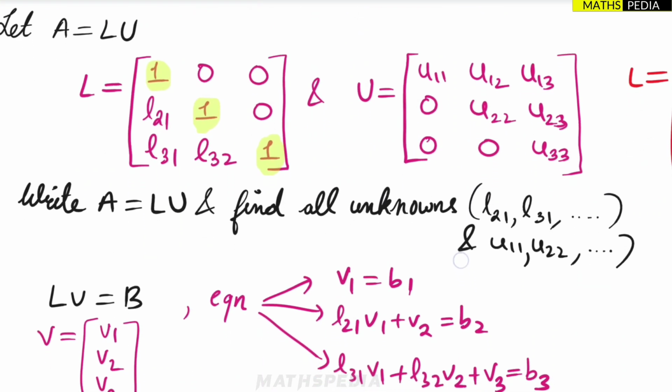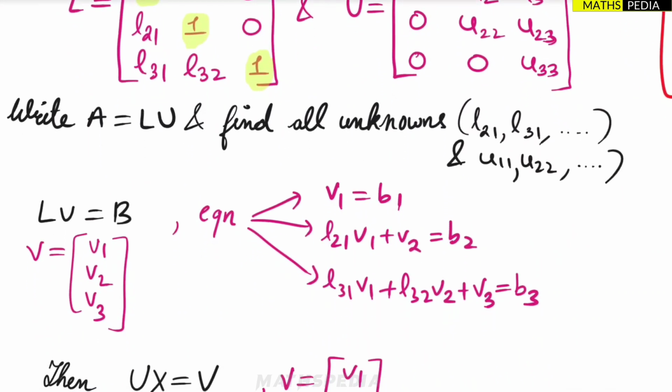Now the first thing that you have to write is A equal to LU, then we have to find all the unknowns L21, L12, L22, all those things. That will be seen in the questions. Just to understand here, you write A equal to LU, and after writing that you have to find all the unknowns L11, L22, whatever unknowns are there, with respect to the methods.